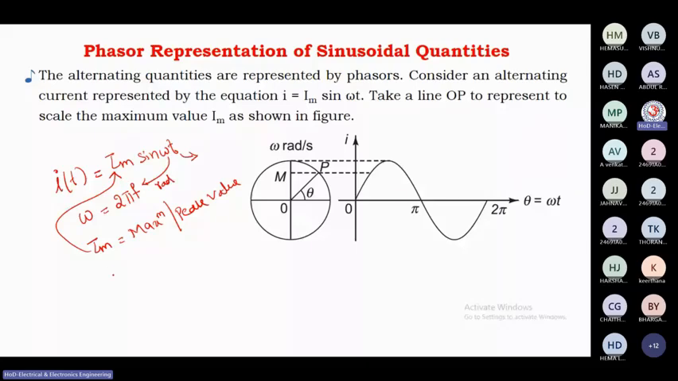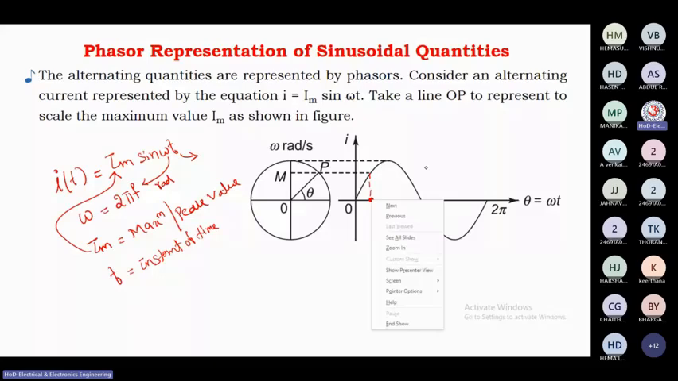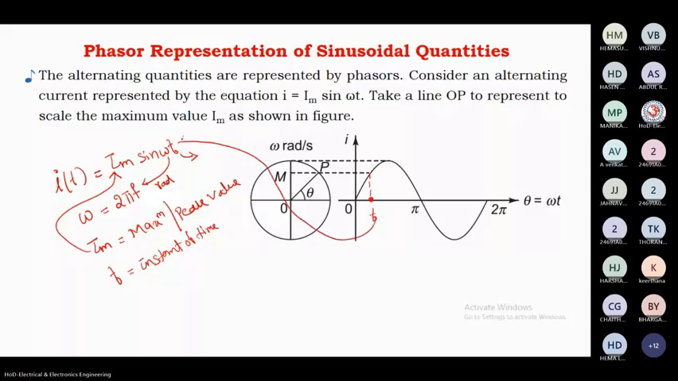T is nothing but the instant of time. So that means at this instant of time t. So this instant is what is this time t. So when you want to find the value of sine wave at any instant of time t, you are going to use this representation. For voltage, it is similar. V of t is equals to Vm sine omega t.